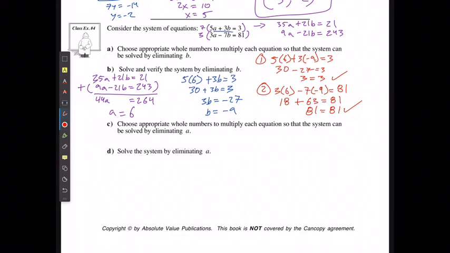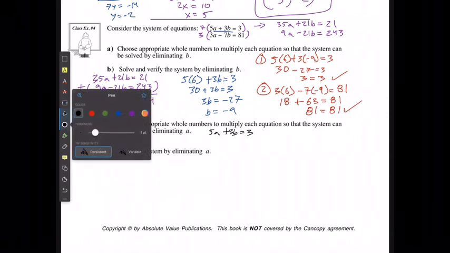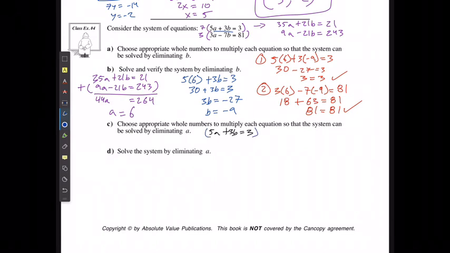Now, if I need to do the same thing, but I wanted to solve for a instead, well, once again, 5 and 3, the lowest common multiple is going to be 15, which means I'm going to multiply the first equation. So I'm going to multiply the 5a plus 3b is equal to 3, multiply all of that by 3. I'm going to multiply my whole second equation, 3a minus 7b is equal to 81, by 5 to make the a's match.